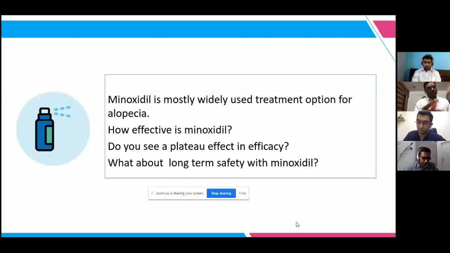If you stop it, whatever growth occurred due to minoxidil will be lost again. Long-term safety, yes, it is very safe. Even post-transplant, I will recommend it for life. Long-term safety of topical minoxidil is not an issue at all. After the 2 years plateau, the only thing is patients with cardiac symptoms. In those patients, be a little bit careful. Otherwise, it is safe, sir.